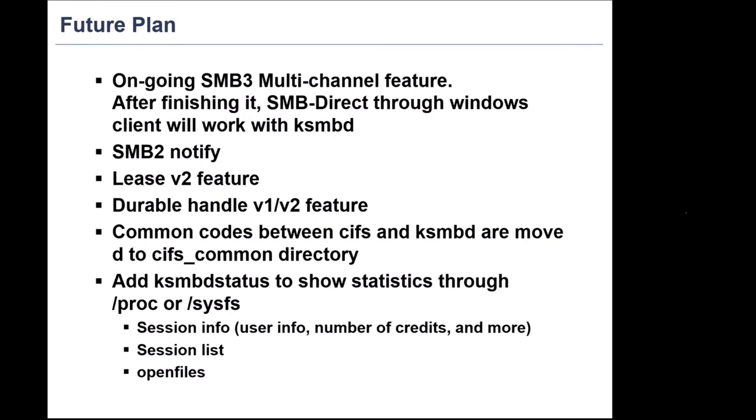There are a lot of features that need to be implemented in ksmbd, but here is the plan for what to do this year. First of all, we plan to support the SMB multi-channel feature. It is an important feature not only for performance improvement through multi-port NICs, but also for SMB Direct through the Windows client. After upstream, we can change the fs notify function to an exported symbol, which is needed for the SMB notify implementation.